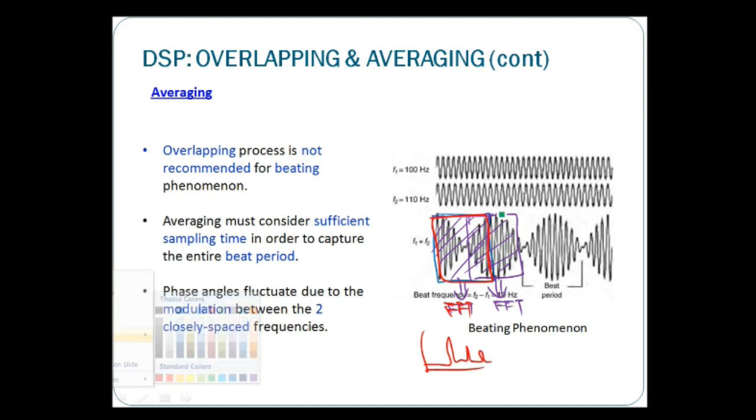Then you have the second block coming in because you are sharing, right? So you have this FFT. Then probably it will give you slightly different signals. So when these two come in together and you do an average, you won't get consistent results. So what we can do is ensure the blocks that we obtain cover the entire beating period or larger. So averaging must consider sufficient sampling time in order to capture the entire beat periods.